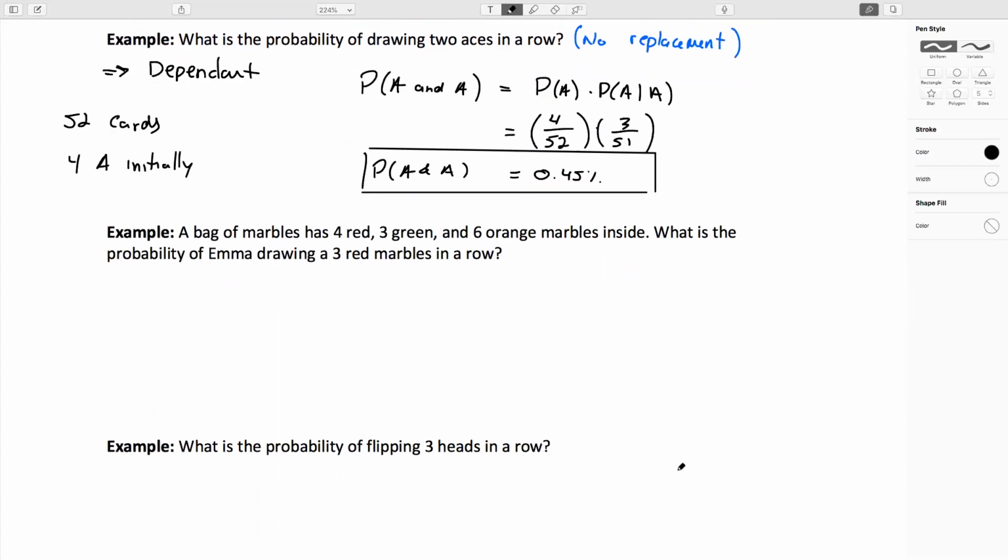A couple more. A bag of marbles has 4 red, 3 green, and 6 orange marbles inside. What is the probability of Emma drawing 3 red marbles in a row? Okay, so originally we had 4 red, 3 green, and 6 orange, which is 13 total. All right. 3 in a row. I'm going to write no replacement. And what that tells me is that these are dependent.